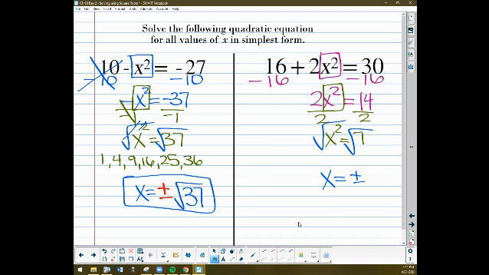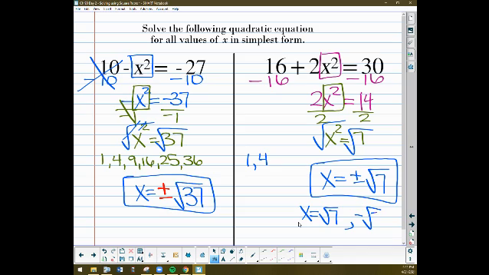Now I want to see, can I simplify the square root of 7? Well, the closest perfect square smaller than 7 is 4, which doesn't go into 7. And 1 does, but I don't need to simplify that. So the square root of 7, just like the square root of 37, can't be simplified any further, so we have to leave it as the square root of 7. Okay? And again, remember, this is two values, positive square root of 7 and negative square root of 7.